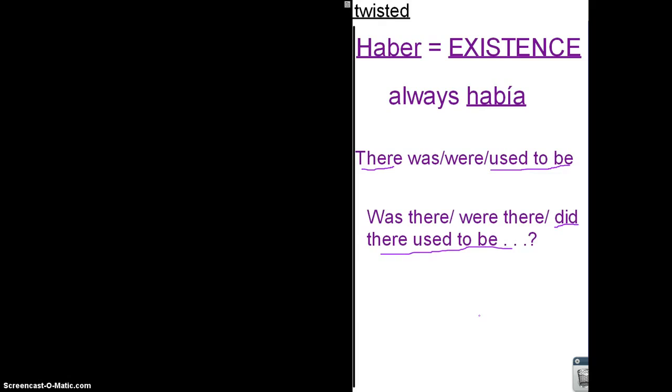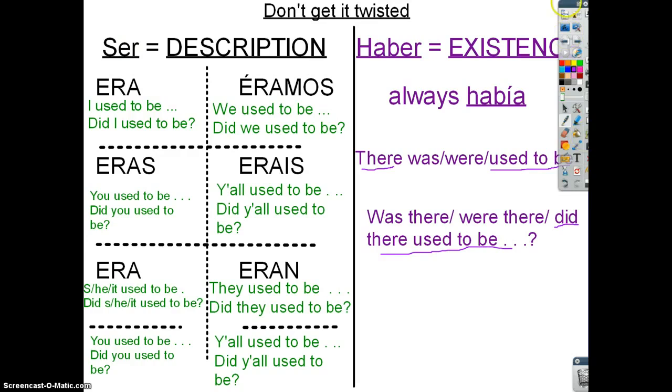And in case you have forgotten, haber is the verb that hay comes from, H-A-Y. And in the present tense, you know that means there is or there are. So it makes sense that haber in the imperfect means there used to be, or it asks, did there used to be? So when you come into class next, you should have all of this information written down in your notes.